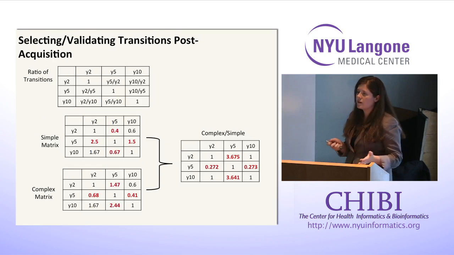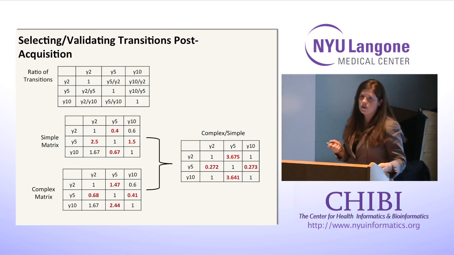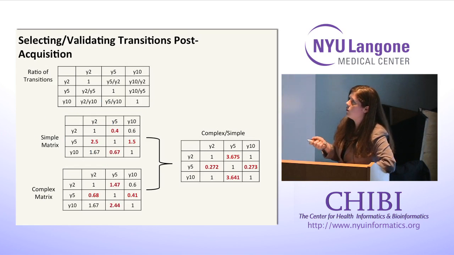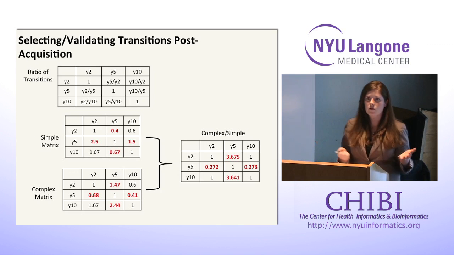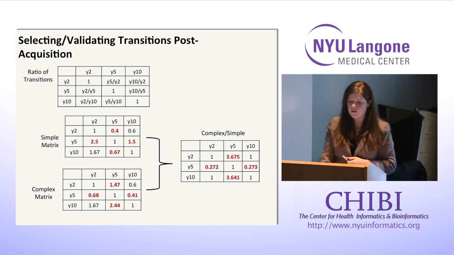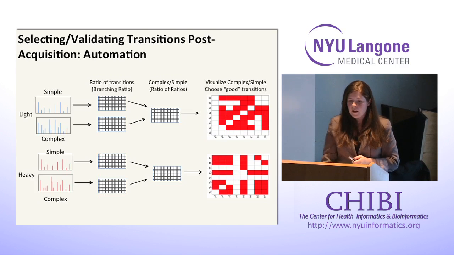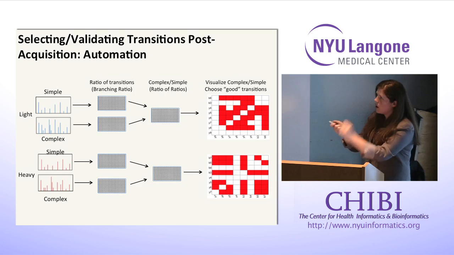So you can do this easily by eye when you have very few transitions that you're looking at, but when we automate this, we just simply took the complex over the simple matrix, and anything that's close to 1 indicates that there is very little interference, and you can set a threshold. So we set a threshold, and then anything that's outside of that threshold indicates that there's some sort of interference occurring. And so this is just how the automation works.